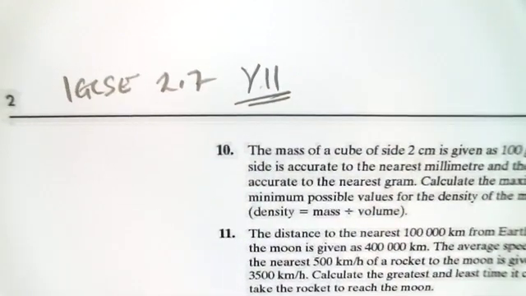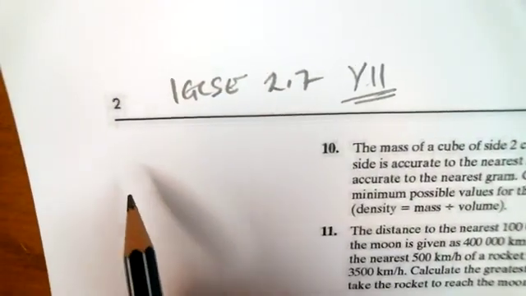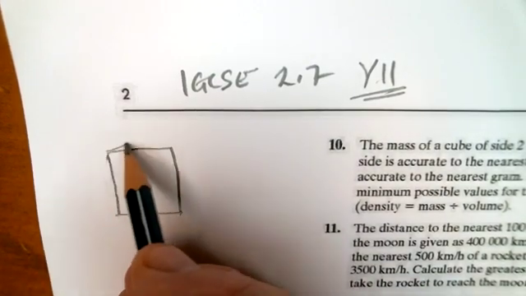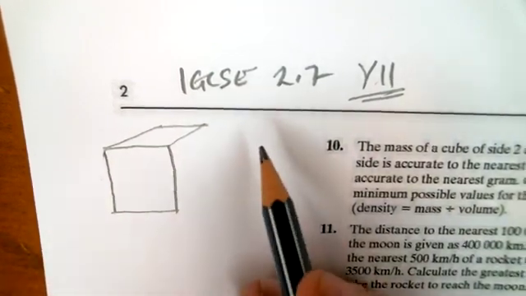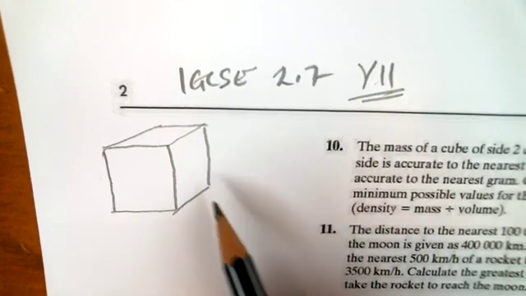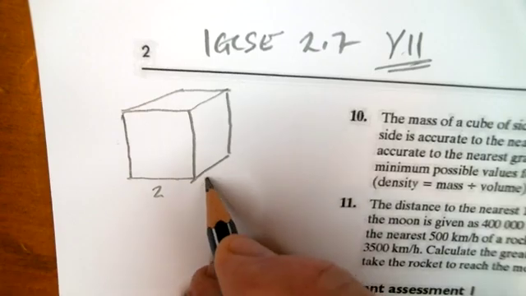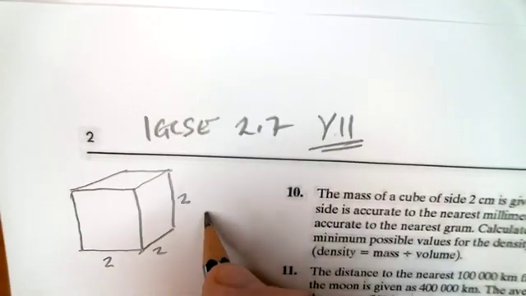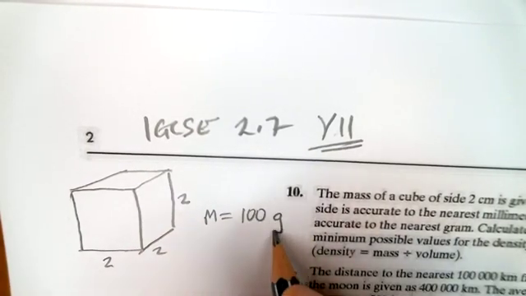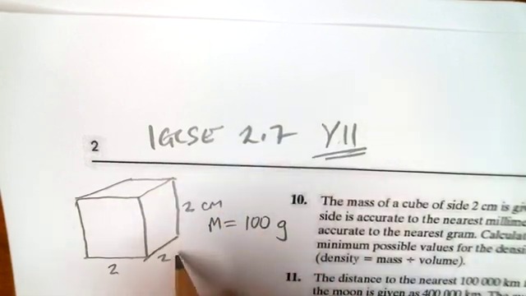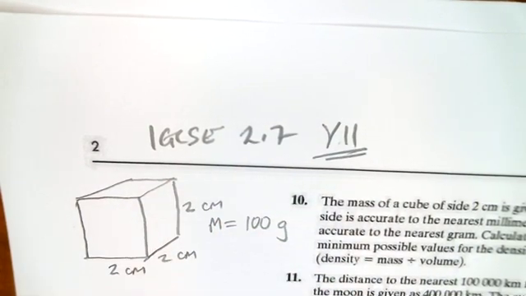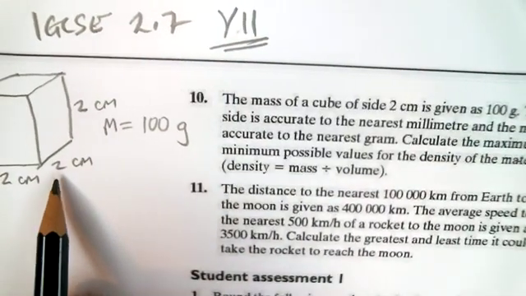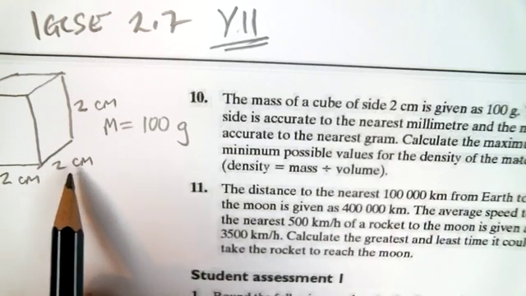All right, so we could probably do this on the side here. First of all, we've got a cube. Here's my cube, very roughly drawn. Each side is 2 centimeters, so 2, 2, and 2. And we know the mass is 100 grams, so the mass of this is equal to 100. All centimeters. And we've got to calculate to the nearest millimeter, and the nearest gram.